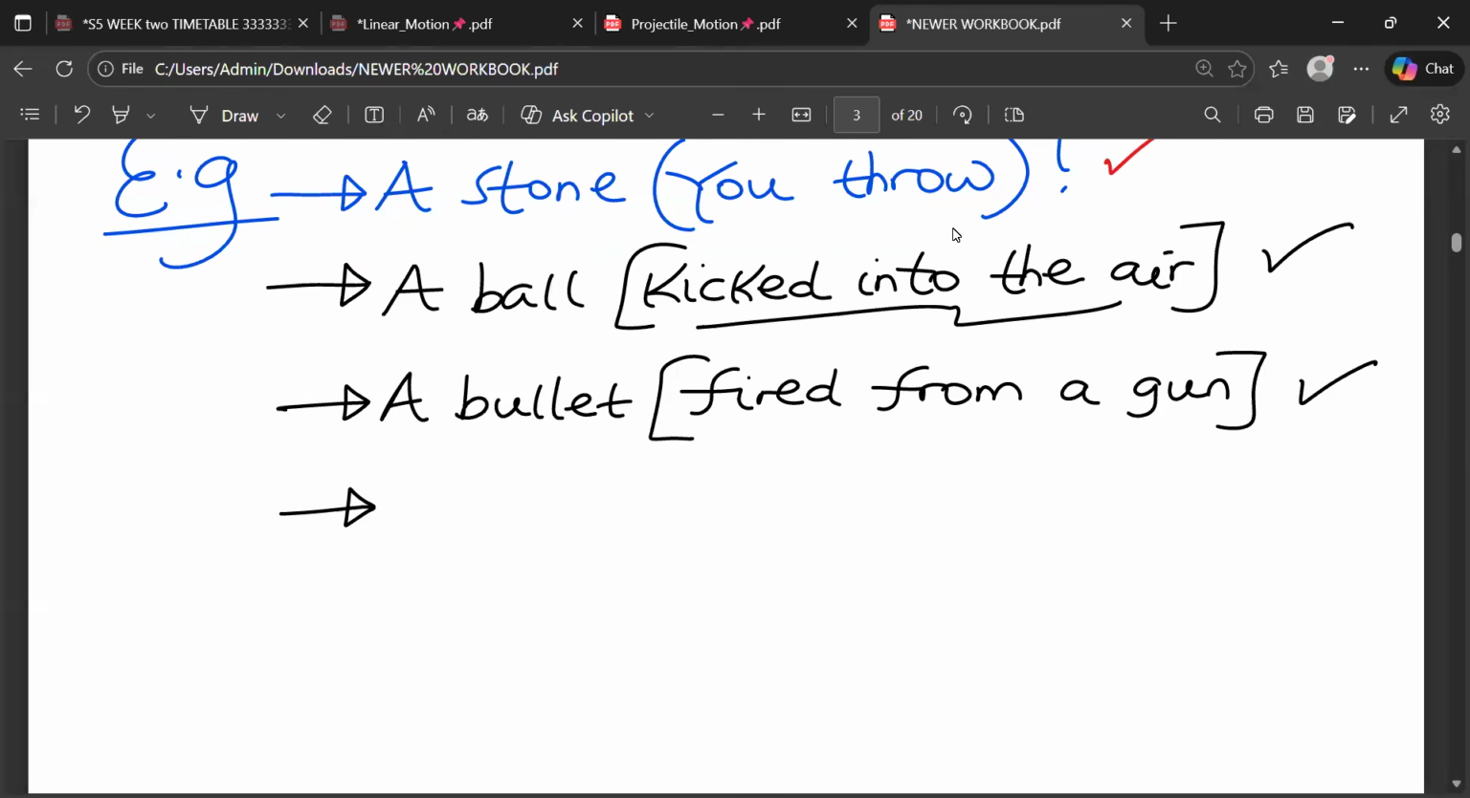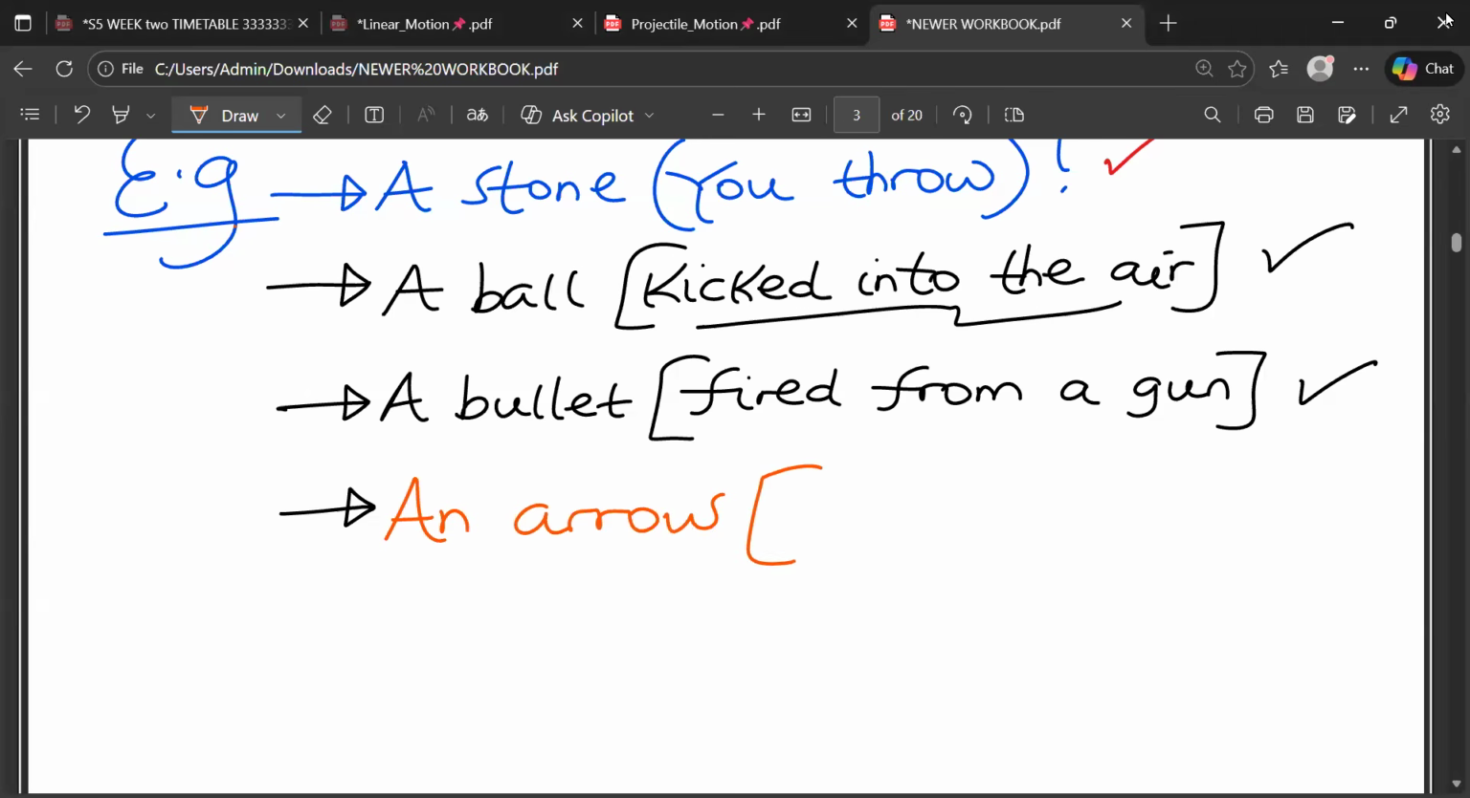Arrow and bow, what can be the statement? An arrow thrown from a bow. Yes, we need one answer. An arrow alone is wrong, but when you say the arrow released from a bow, now that one makes it a perfect projectile.